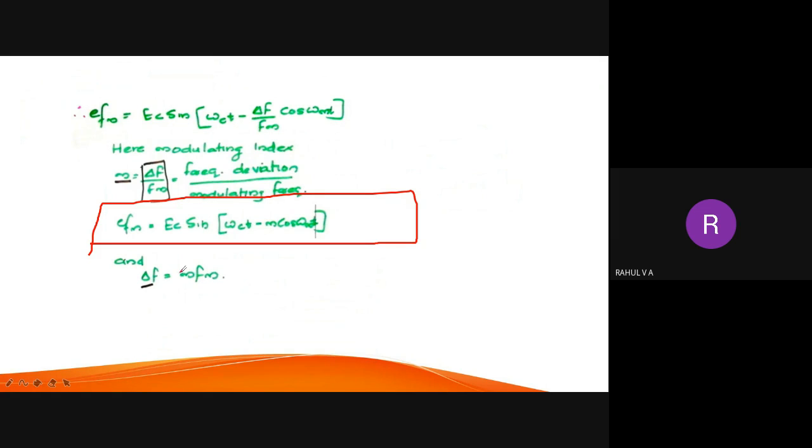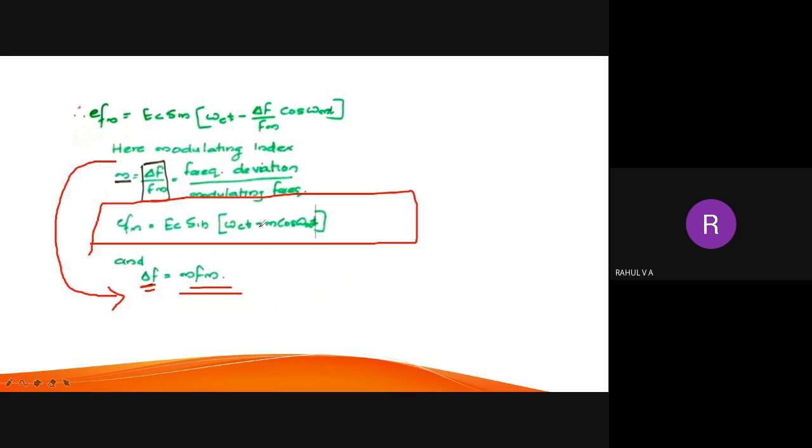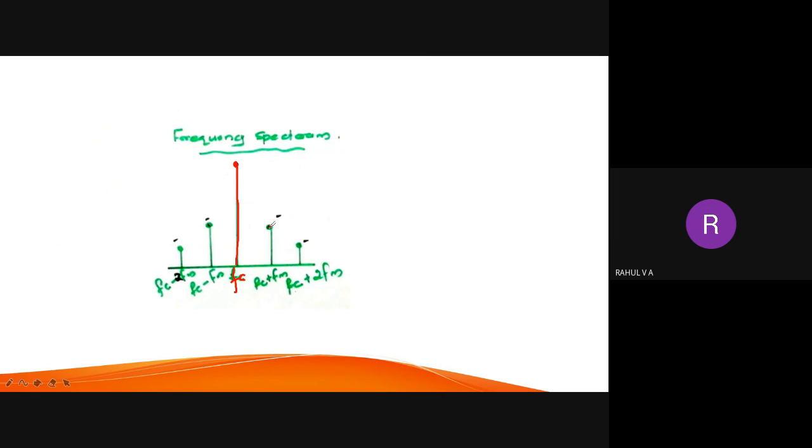Now from the above equation of modulation index, that is m is equal to delta f divided by fm, I can write frequency deviation is equal to m into fm. Using that, I am drawing the frequency spectrum. You can see that at the frequency fc, the frequency of the carrier wave, I am getting a higher magnitude. I can't say exactly what the value is because it depends on other factors. Then I will be getting another value for the upper sideband as fc plus fm.